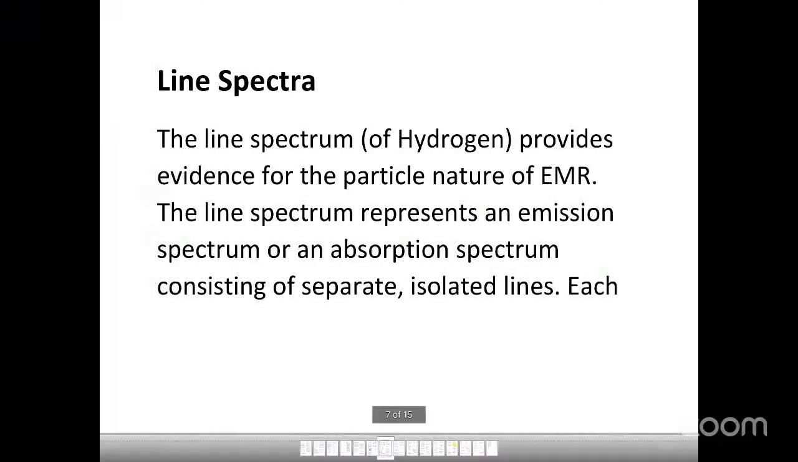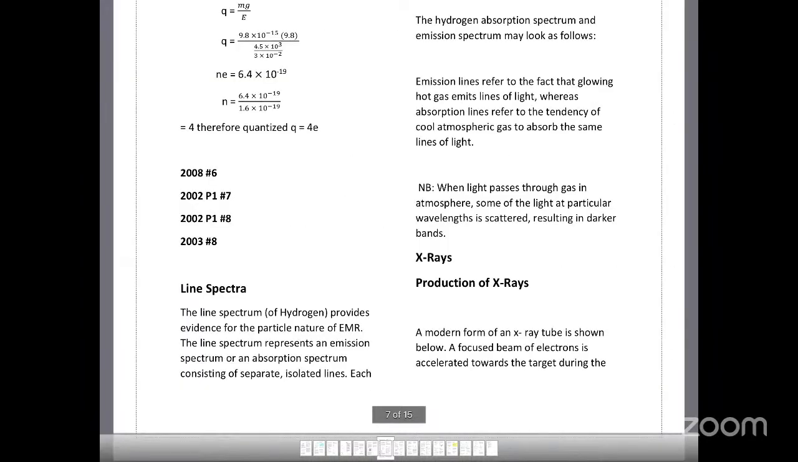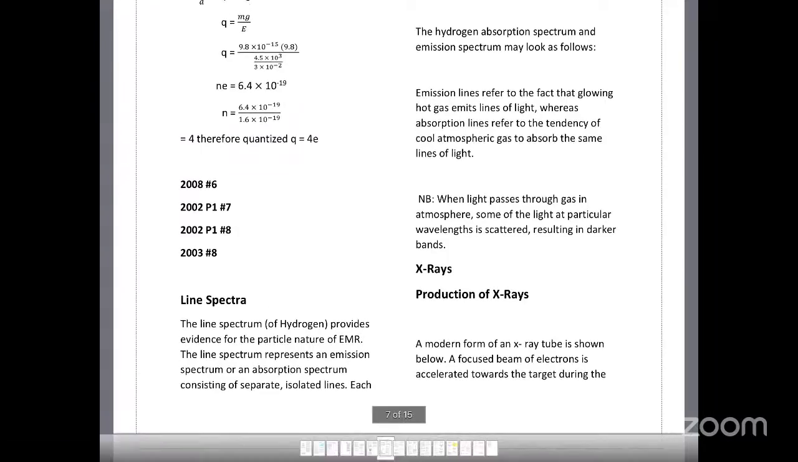Line spectra. So the line spectra of hydrogen provides evidence of this particle nature, right? The line spectra represents an emission or an absorption spectra consisting of isolated lines, right? So you all would have seen this, you all may have seen this in chemistry.